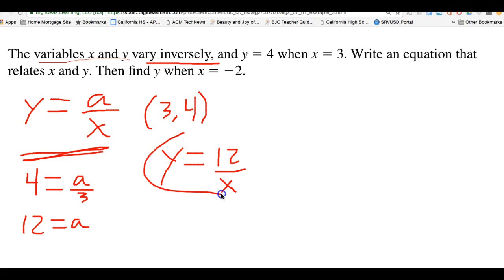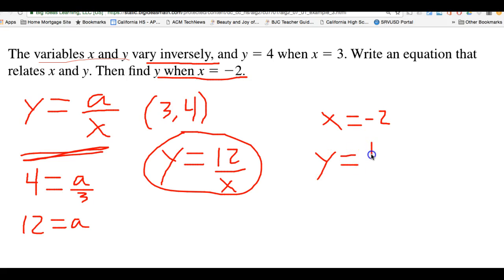So this is our equation that relates x and y. They vary inversely, and our equation is y equals 12 over x. Then we need to find y when x equals negative 2. In order to find y, all we do is take our equation, which is 12 over x, and substitute. We plug in negative 2 for x, and we end up with y equals negative 6. 12 divided by negative 2 is just negative 6.